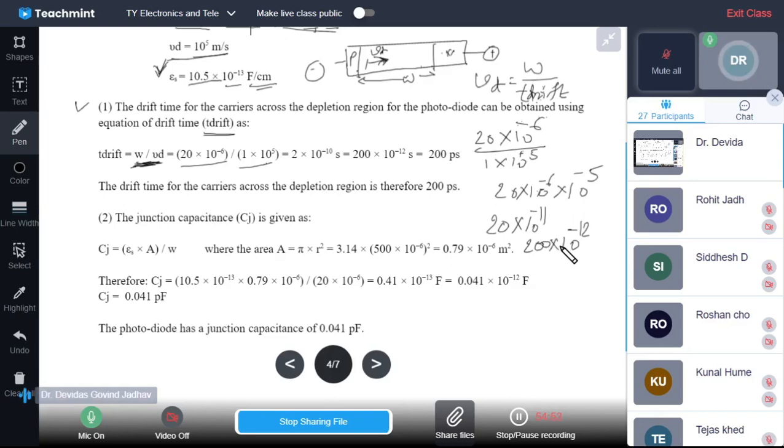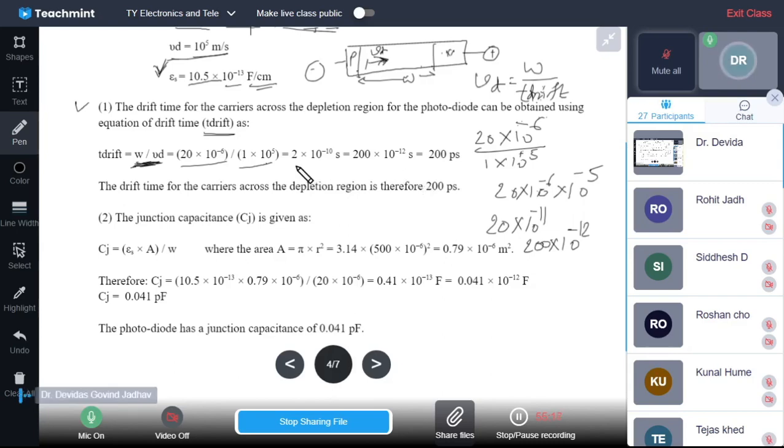20 into 10 raised to minus 11 you can write as 200 into 10 raised to minus 12. If you shift the decimal one place to the right, minus 11 becomes minus 12. If you shift it two places to the left, minus 11 becomes minus 9. You can take minus 9 or minus 12, so that you can substitute nano or pico.